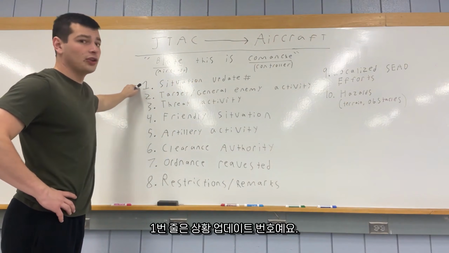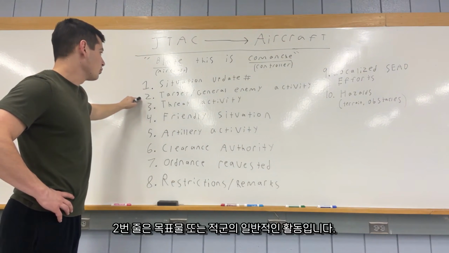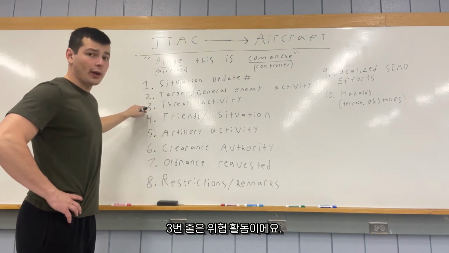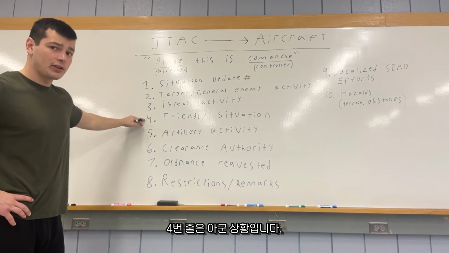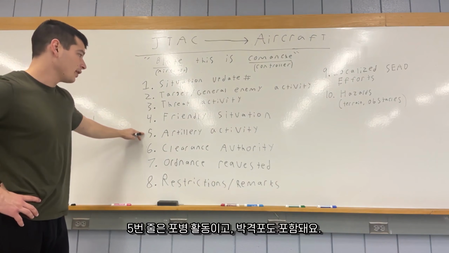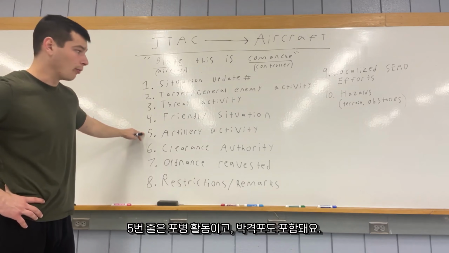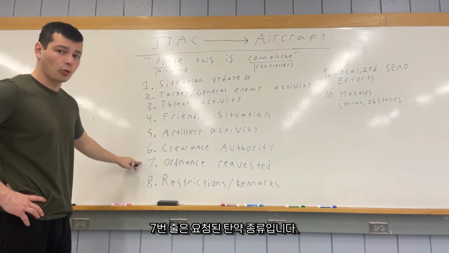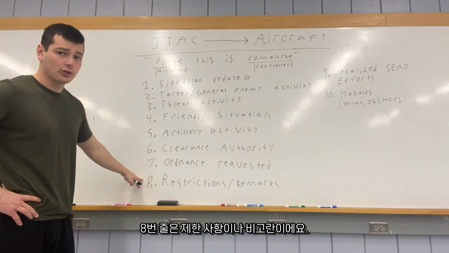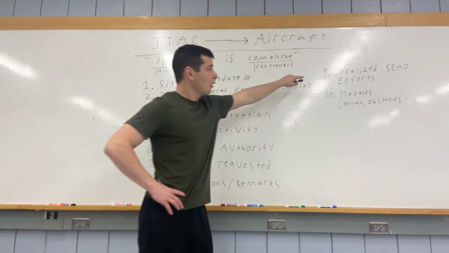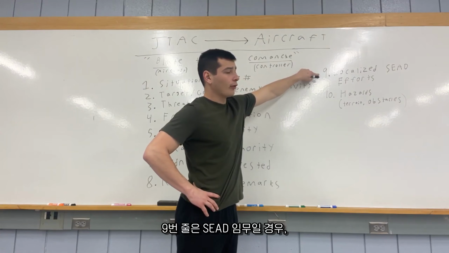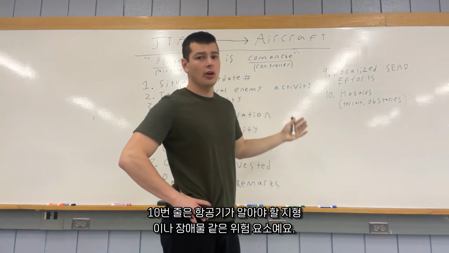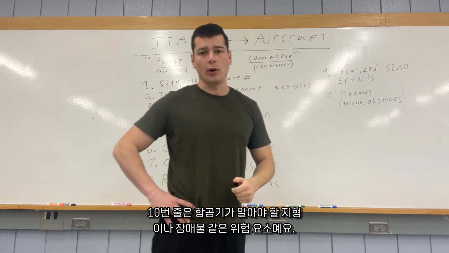Line 1 is situation update number. Line 2 is target or general enemy activity. Line 3 is threat activity. Line 4 is friendly situation. Line 5 is artillery activity. This also applies to mortars. Line 6 is clearance authority. Line 7 is ordnance requested. Line 8 is restrictions or remarks. Line 9 is localized SEAD efforts, if that's applicable, if this is a SEAD mission. And line 10 is hazards such as terrain or obstacles that the aircraft needs to be aware of.